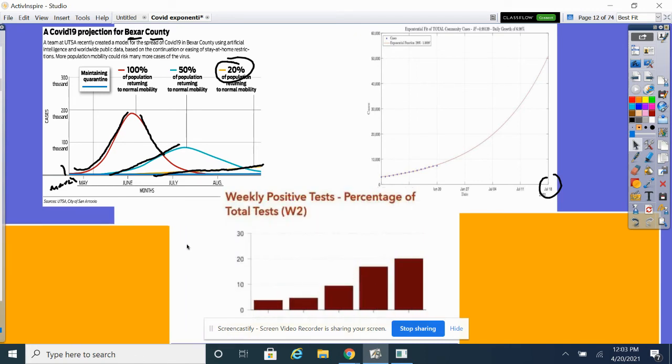Now, here is another model. And these actually are models that happen. This is what we were trying to see. This one kind of looks like maybe we followed this blue one, I guess. So some of us went out and about, and some of us didn't.